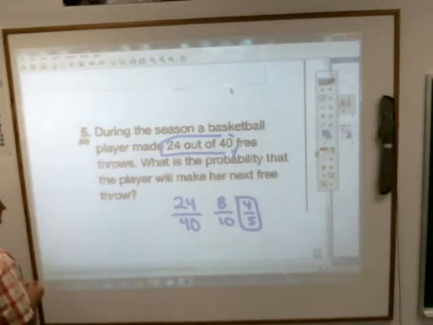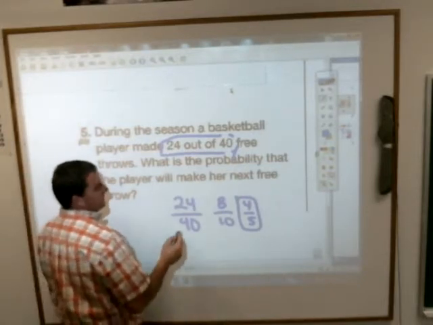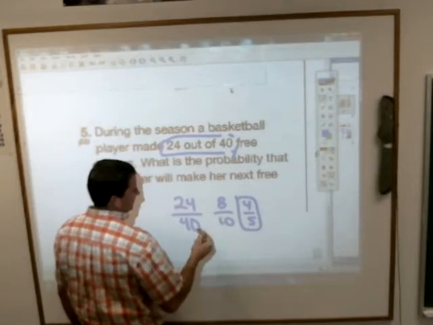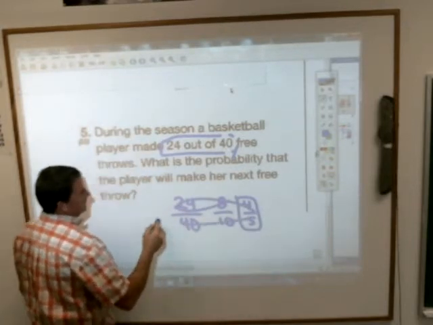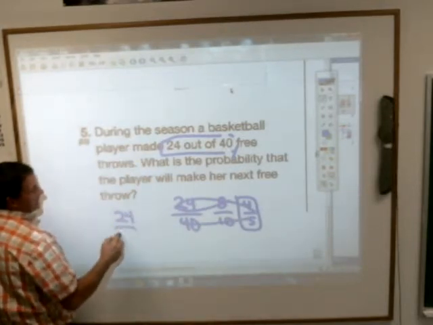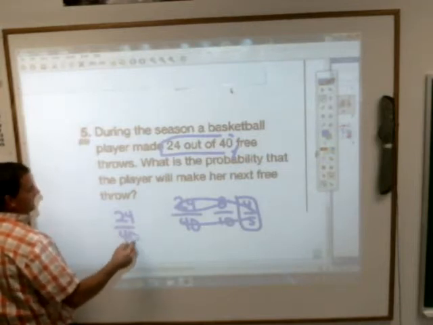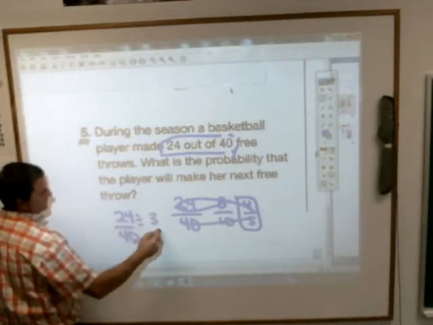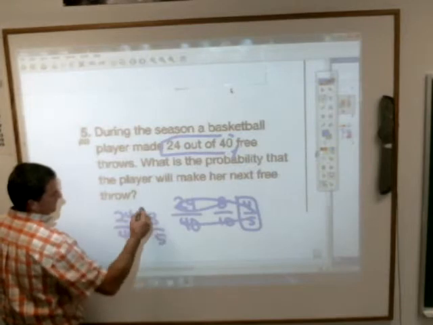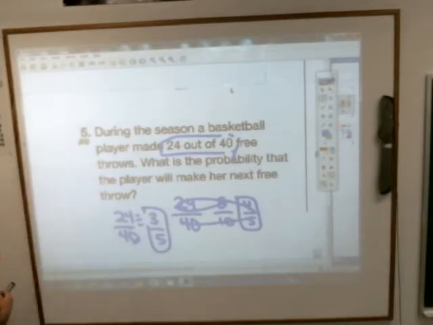I got 6 over 10. 8, what did I do? Divide by 3. Oh, here, let me try that again. Mistake number 7. 24 over 40, 8 goes into both of them. 3 over 5, sorry. Good thing I'm not taking this test. It could be a long one for me.